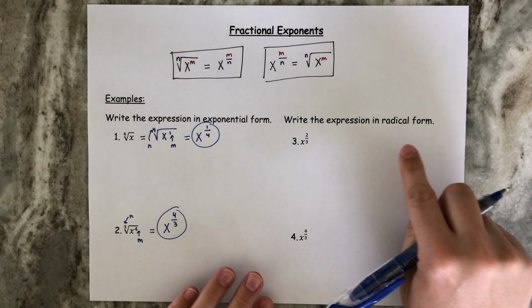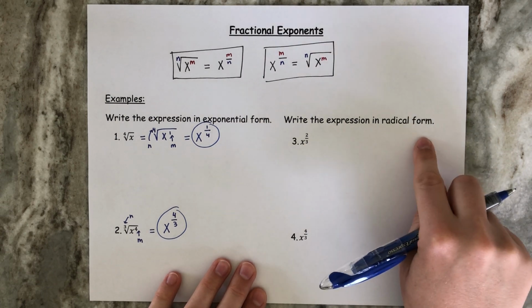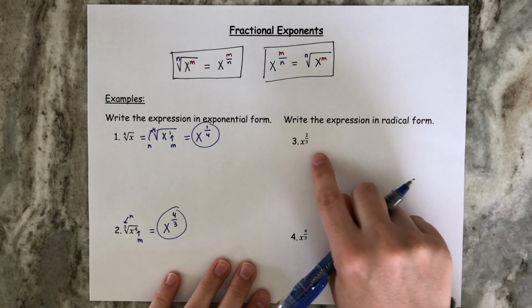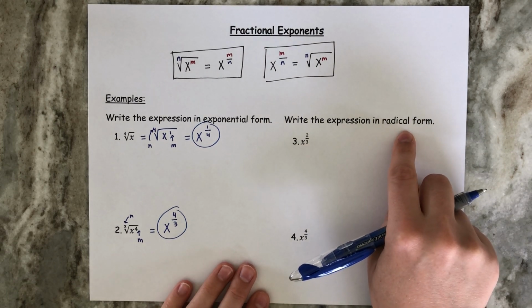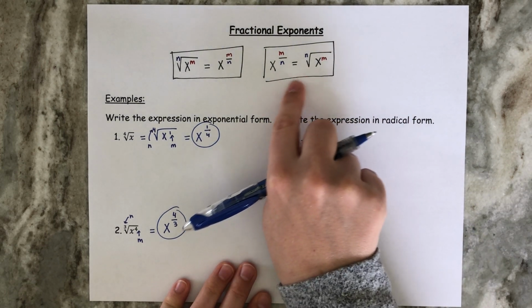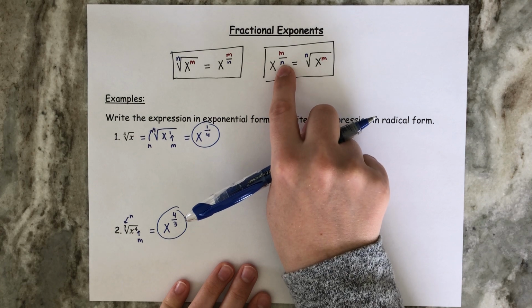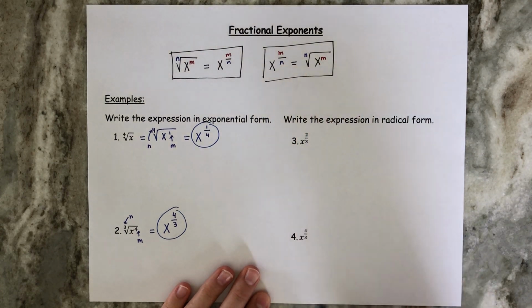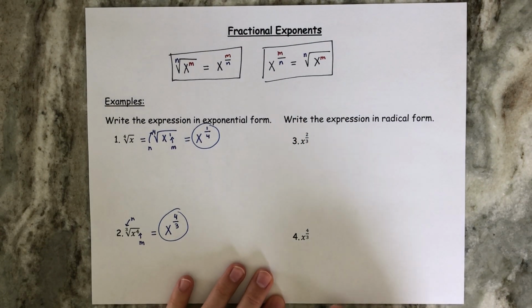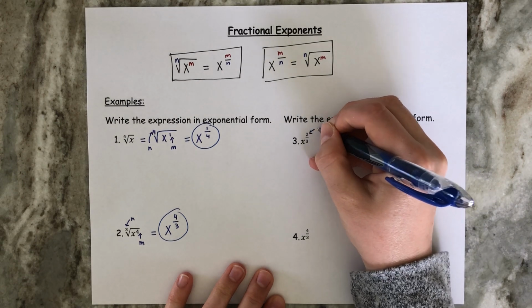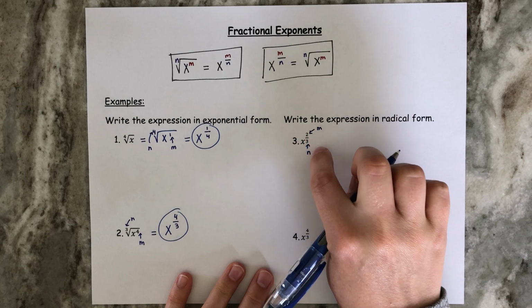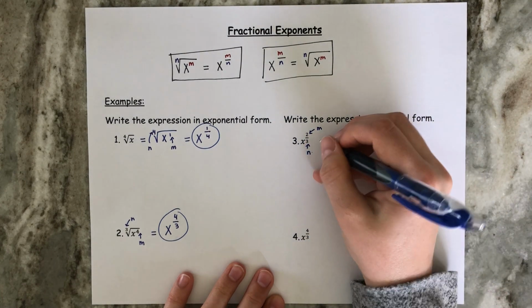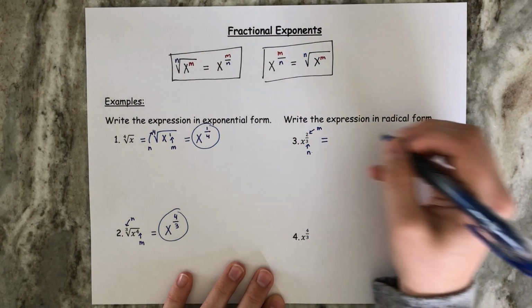The other kind of problem you're going to see is something like this, where we're given the expression in exponential form, but we want to put it into radical form. So that's when you would want to use this rule here, where you have it in exponential form, but you're trying to work back into radical form. So I do the same thing here. I just label my m value and my n value. M is always the numerator, n is always the denominator. And now I can write it in radical form.